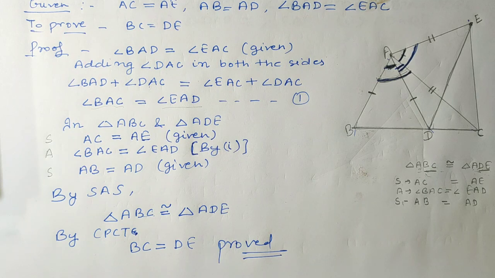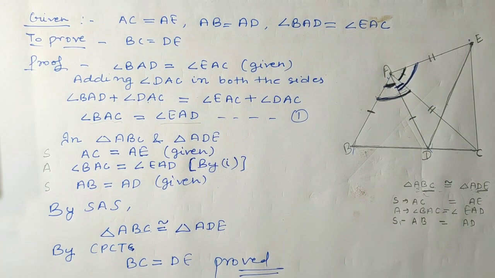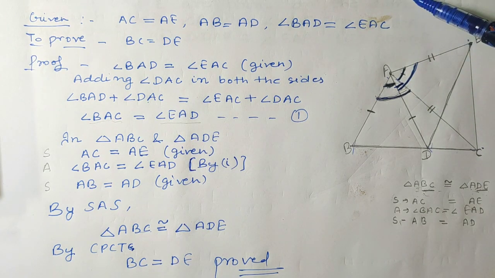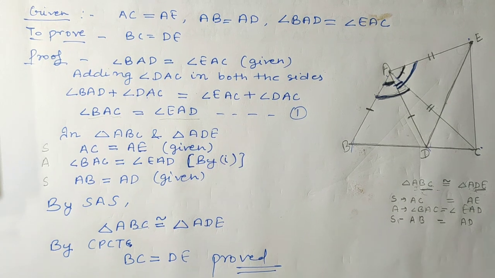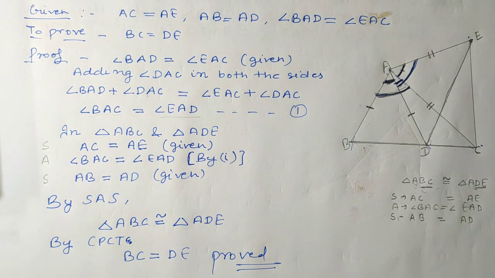Okay students, what was the main concept here? The main concept was to add angle DAC to angles BAD and EAC, so that we can get the parts of triangle BAC and triangle DAE. Okay students, so this is the solution of this question. You can pause the video and note it down.